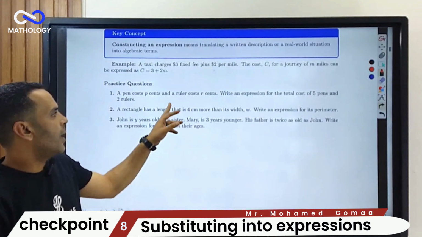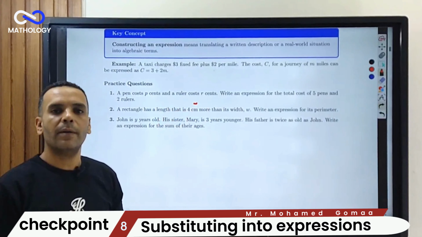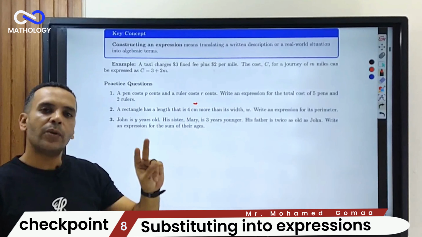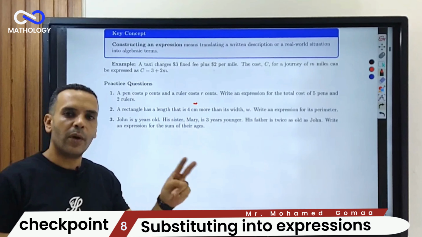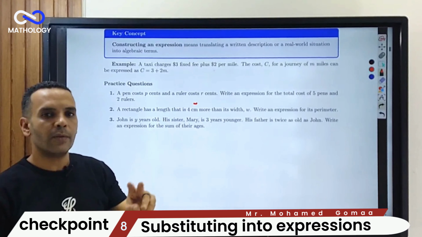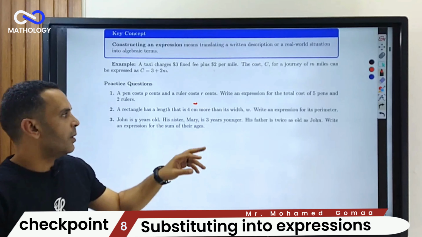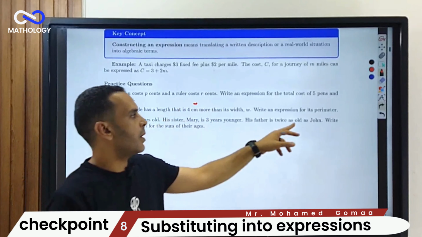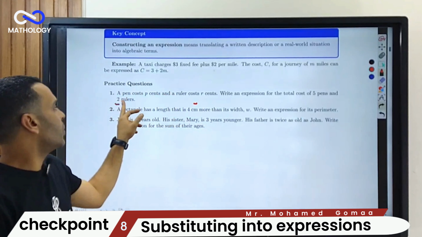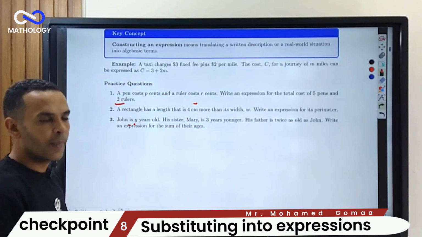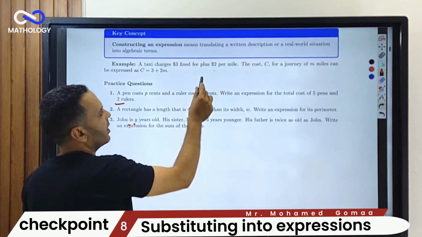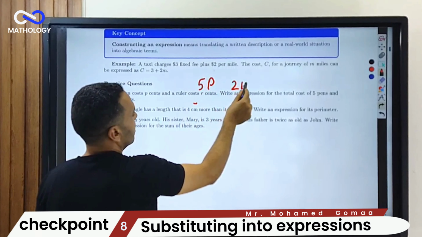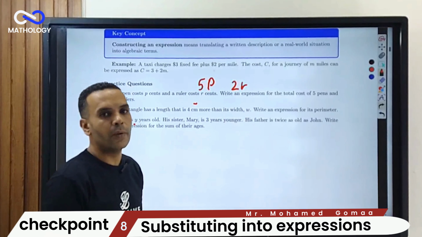Okay, and a ruler costs r. 1 ruler costs r. What about 2 rulers? It will be 2r. What about 3 rulers? It will be 3r, and so on. So if the cost of a ruler is r, the cost of 2 rulers is 2r. So we have 5p, the cost of 5 pens, and we have 2r, the cost of 2 rulers.